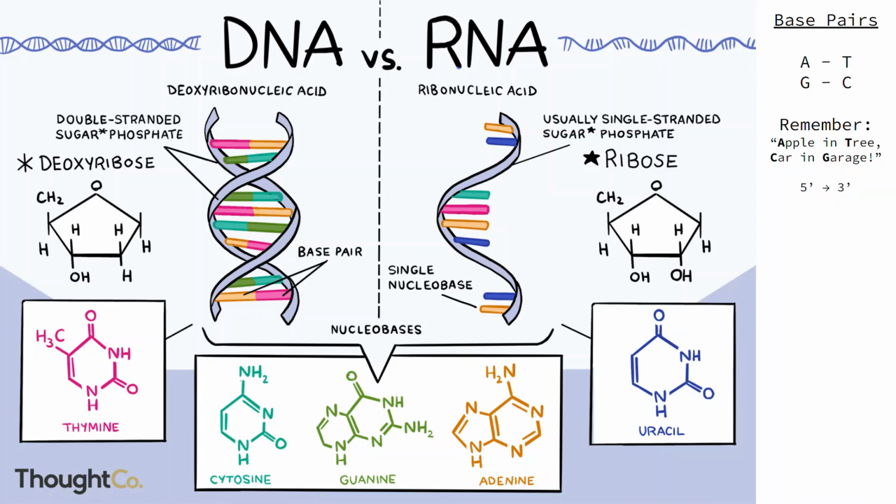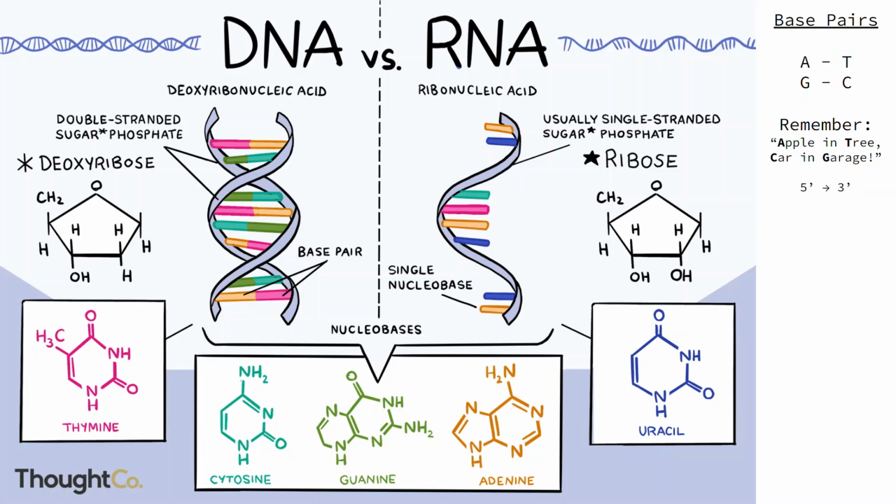So basically, DNA is a double helix, which implies it has 2 strands, and RNA is a single helix and only has 1 strand. Next, DNA has the bases adenine, guanine, cytosine, and thymine, and RNA has all of those bases except instead of using thymine, it uses uracil.